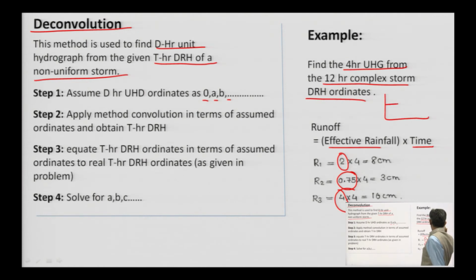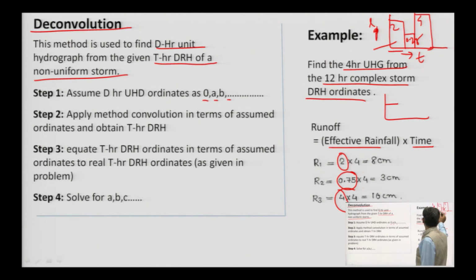So, we have this type: first 2, then 0.75, then 4. This is 4, this is 0.75, this is 2. This is the hydrograph by time t. For that we need the effective rainfall, which is given in the question. So the runoff R1, R2 can be calculated. Since this duration is known to us, 4 hour, it is 8, 3, 16. So runoff is known to us.